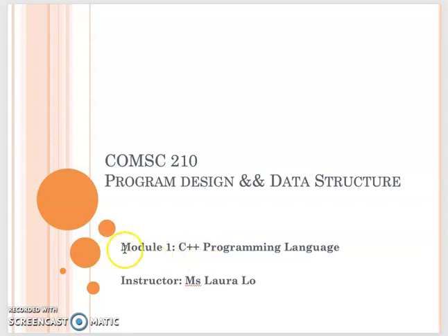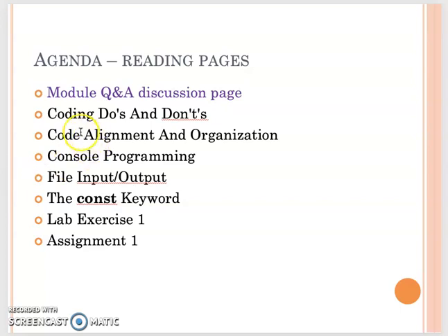Let's talk about Module 1 in COMSC210, C++ programming language. You can see this module is actually a review of some fundamental concepts you learned from the previous courses about C++ programming. There are a few reading pages in this module. Each reading page is followed by a small quiz, just 1 or 2 questions, to review the concepts we talk about in the reading pages.